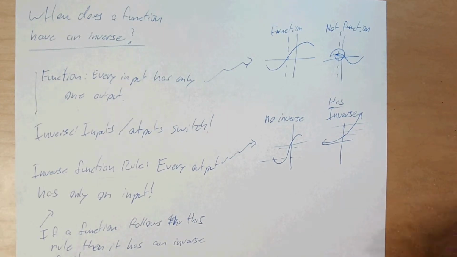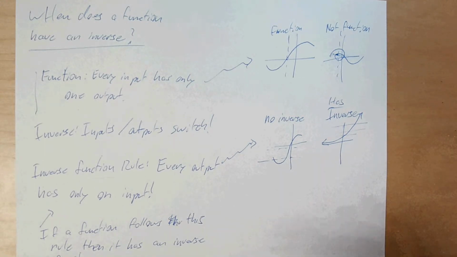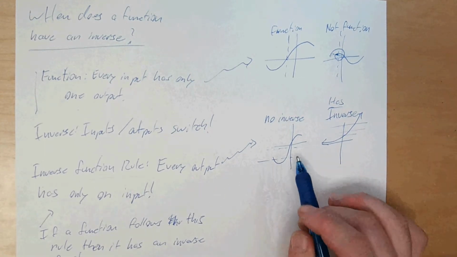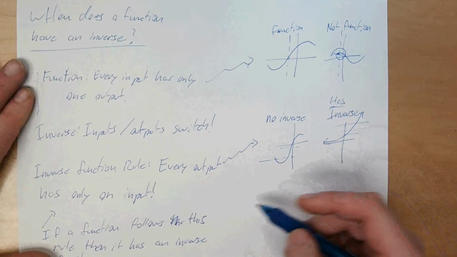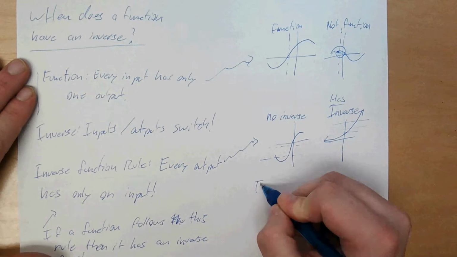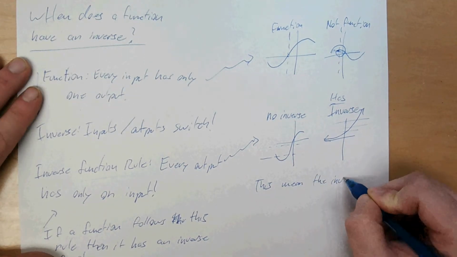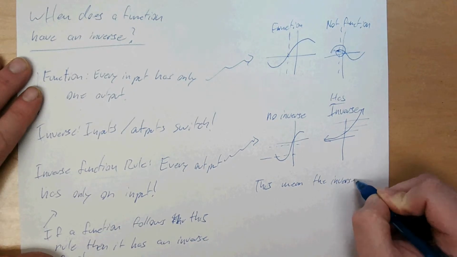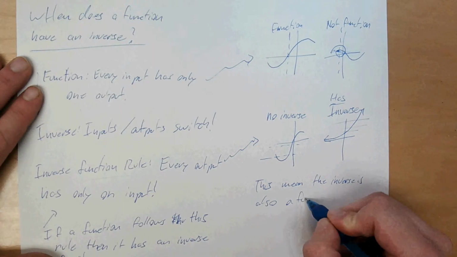Just like the opposite of multiplication is division, so we have x divided by 5. We take one number divided by another number. When we have a function and want to find its inverse, we want to make sure that its inverse is also a function. This ensures the inverse is also a function.